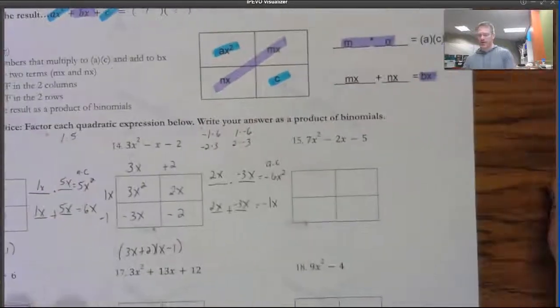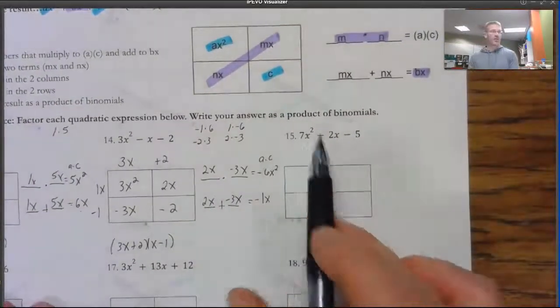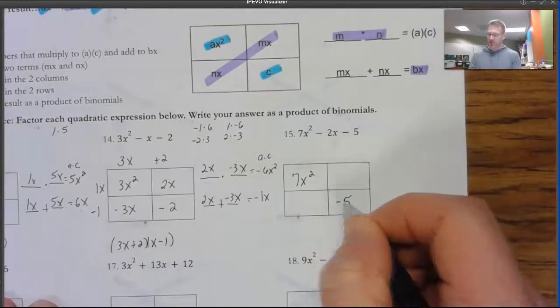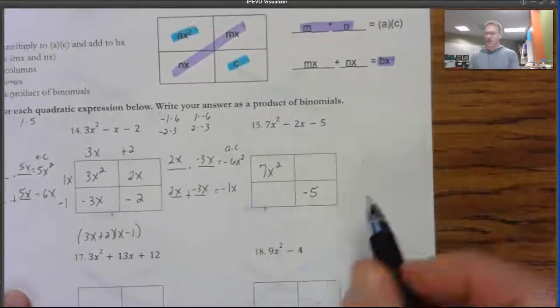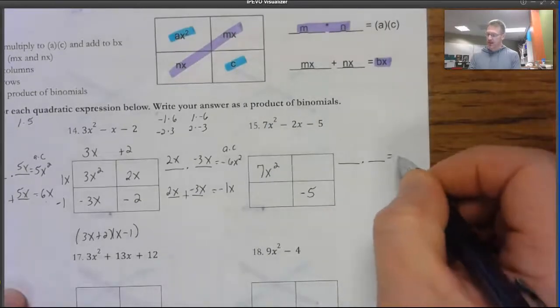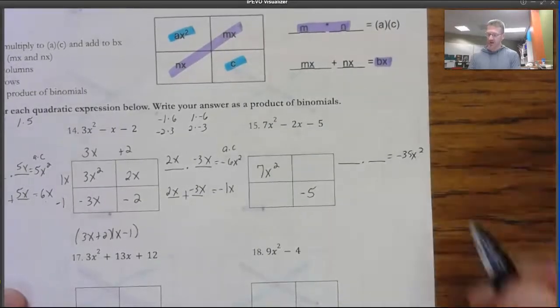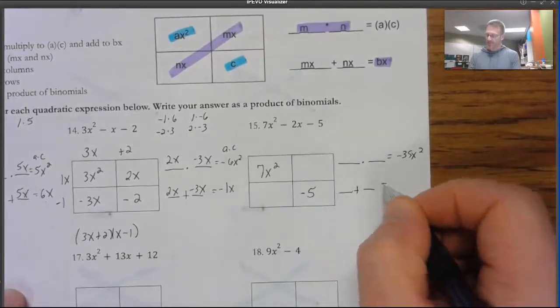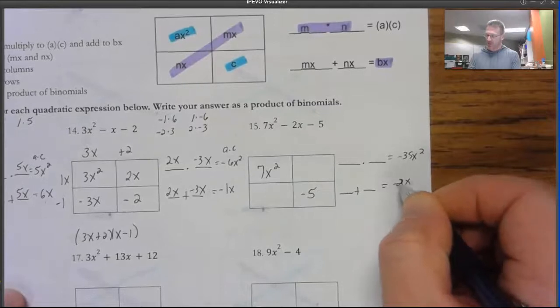All right, let's do one more together here. Let's look at number 15. Once again, looking at our pattern: first term, first box; last term, the C term, in the last box. So when I do A times C, I get negative 35x squared. And that has to add to my B term, which is negative 2x.